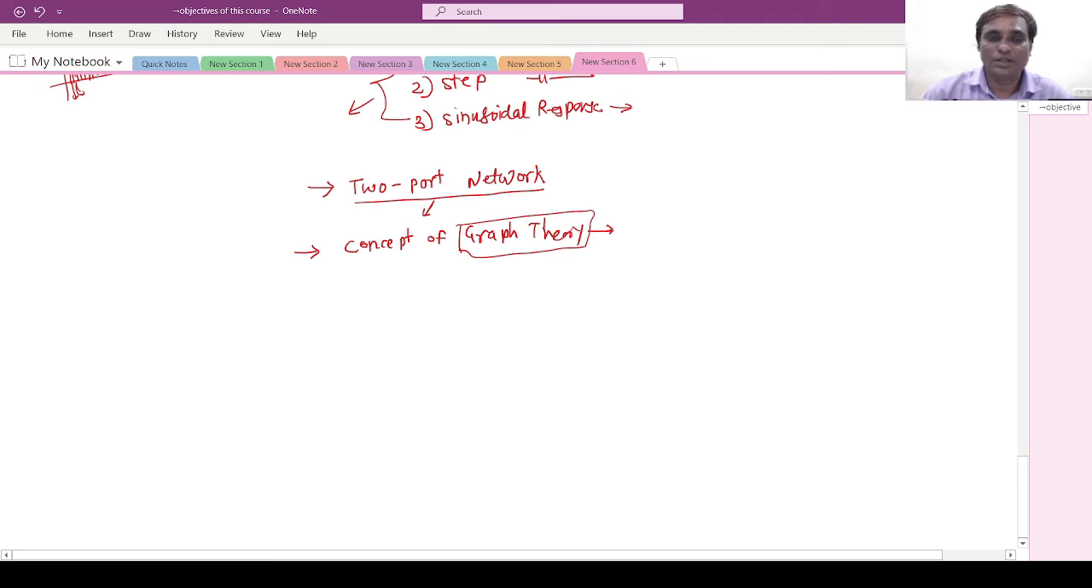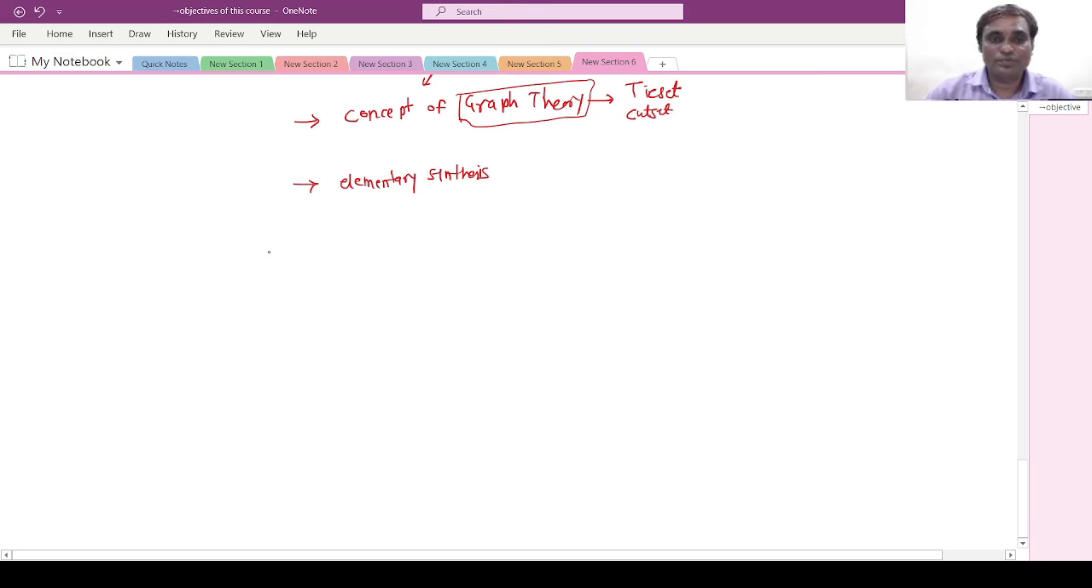That's why we will have a discussion on graph theory, and we will see, using the tie set approach, how we can find the branch currents and voltages, as well as using the cut set method also. Okay, then at last we will cover the elementary synthesis part. And if time permits, we will go into a little more depth. Okay, so these are the contents we have to study in this particular course.